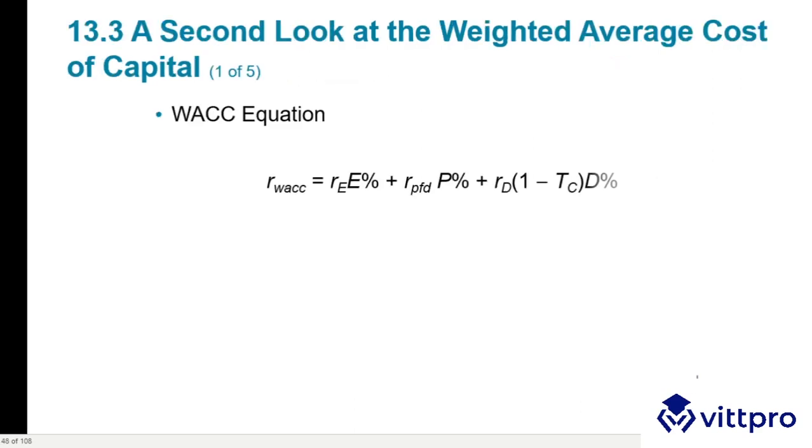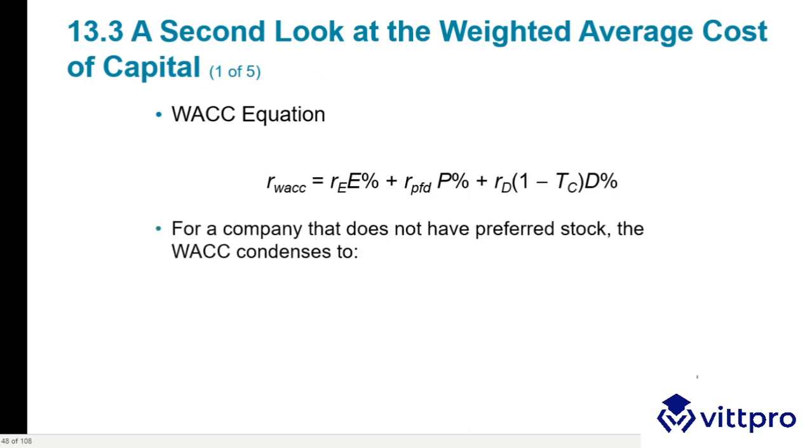Okay, now the WACC equation. The overall WACC equation is return on equity times equity percentage, plus return on preferred stock times preferred stock percentage, plus return on debt times (1 minus tax) times debt percentage. So if you don't have preferred stock, it will be only equity plus debt.